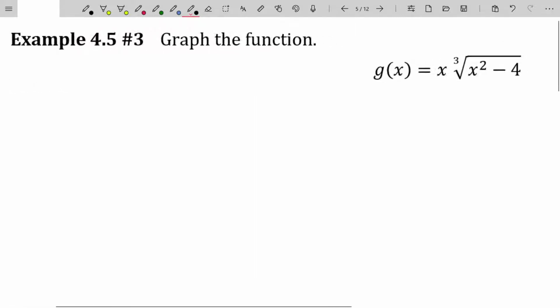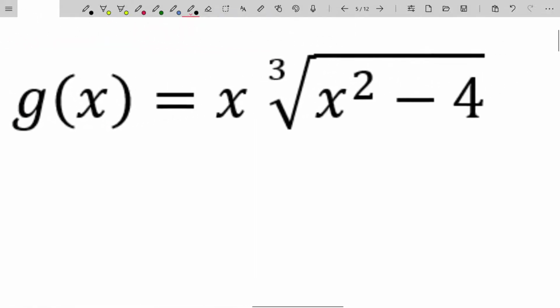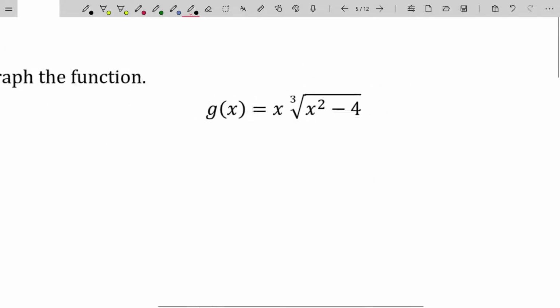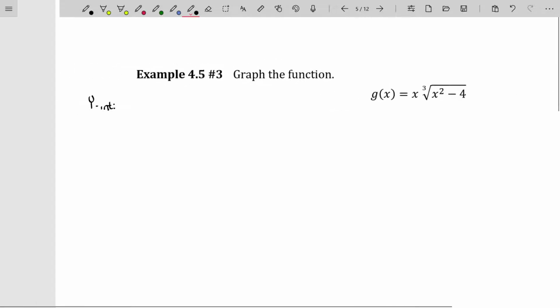The problem here, actually it's not a problem at all, x can be 0. If x were 0, you get 0 times who cares. And by the way, you can take the cube root of a negative number, so totally fine for x to be 0. All right, so when x is 0, y is 0. I'll go ahead and write that as my y-intercept, (0, 0).